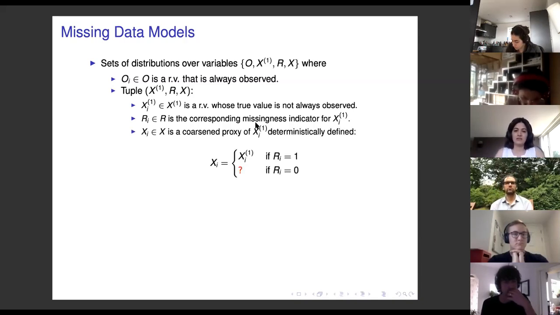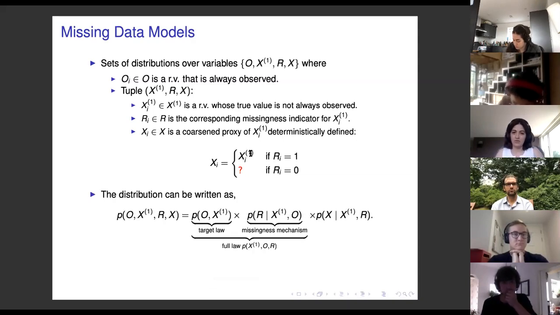And there is this third variable called the proxy of the counterfactual, that is deterministically defined and is denoted by X. So this i really indexes the variables in the set. For each proxy variable, it is defined by looking at the missingness indicator: if it's 0, the proxy is going to be a question mark in the data, and if the missingness indicator is 1, the proxy is going to be equal to the counterfactual. It's really similar to the consistency assumption that we have in causal inference.